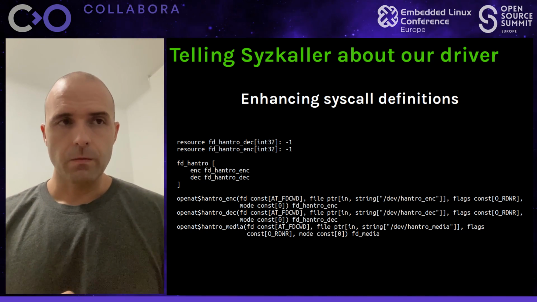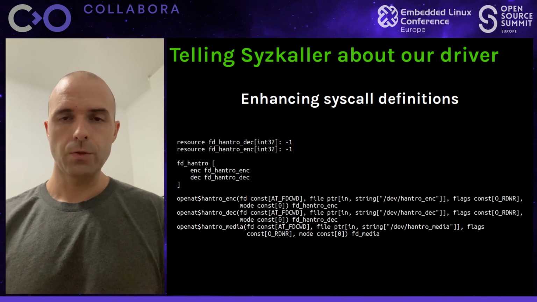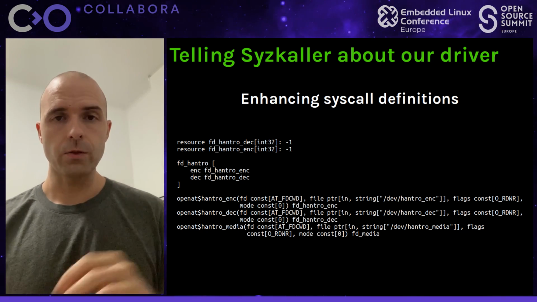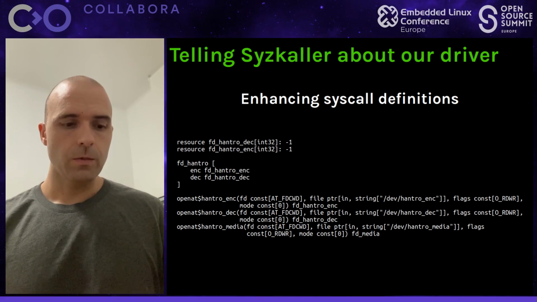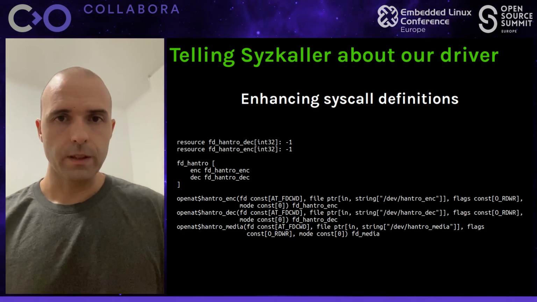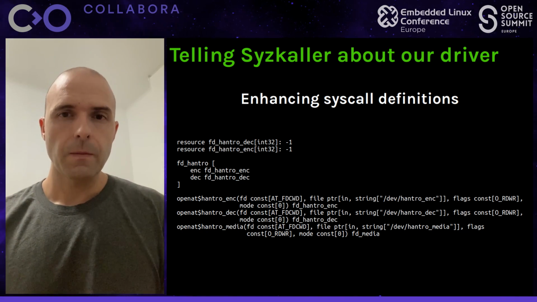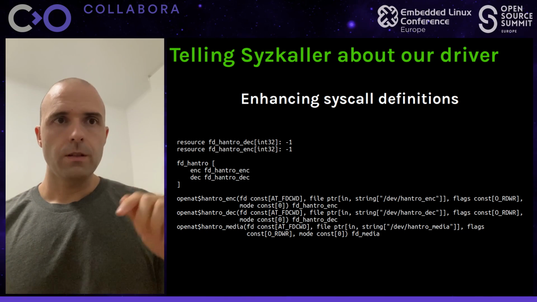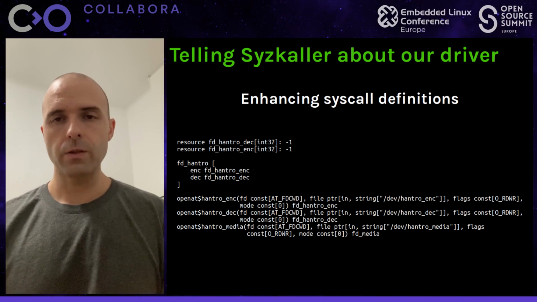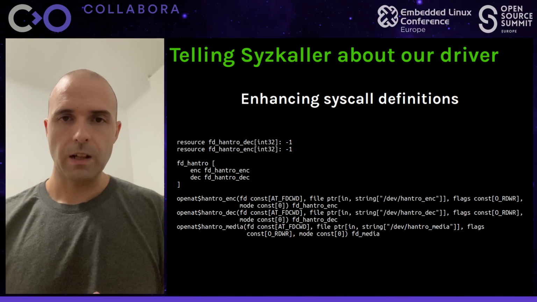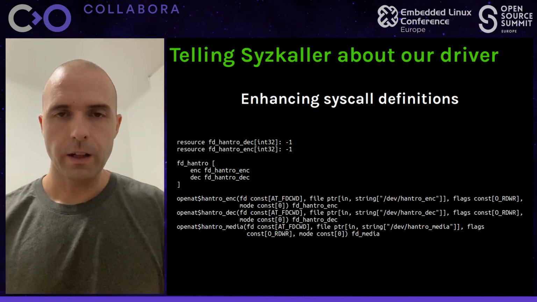In the slide, there's a fragment, or a very simple example of how you can define new system calls, in this case for Hantro. As you can see, there are some things that are different from the normal openat descriptions. In this case, there are some parameters that are fixed, and there's a specific device file name, which makes the test process use that path name directly instead of trying to use whatever randomly generated file name.